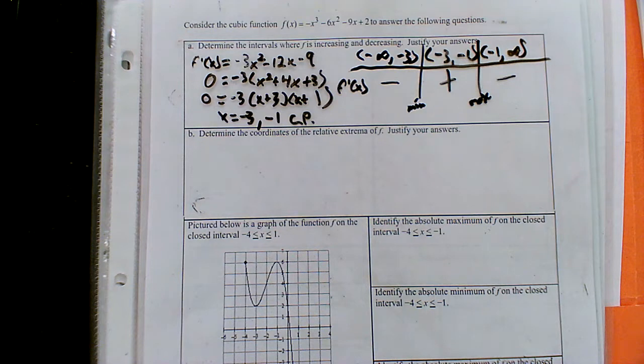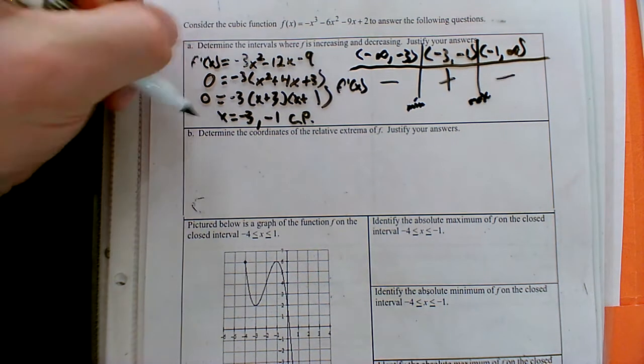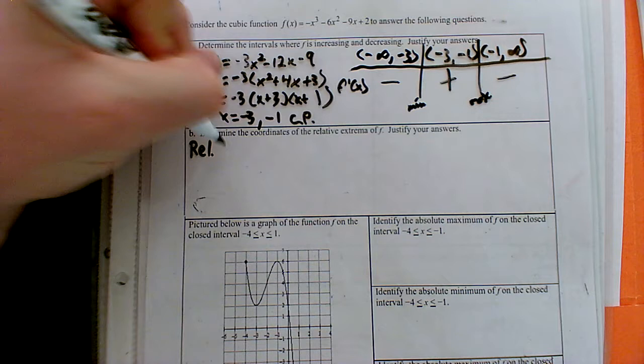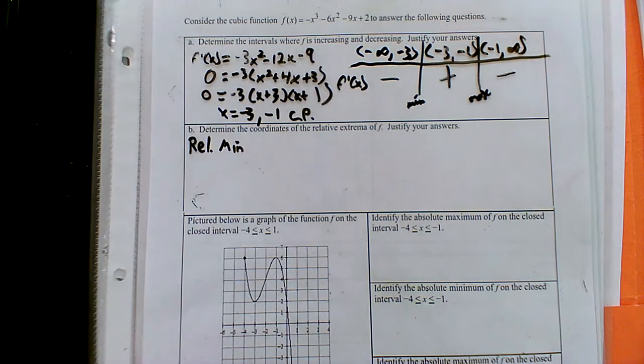All right, let's look at letter B. Determine the coordinates of the relative extrema of f. Justify your answers. So relative min, relative max, we want to find them. What would they be? Again, the answer may be right in front of you. We may have already talked about it. We just need to know what it is and explain how you know that's it. So let's talk about a minimum first. Relative min. Is there one? How do you know? If there is, where is it? Use the information from up above to help you.